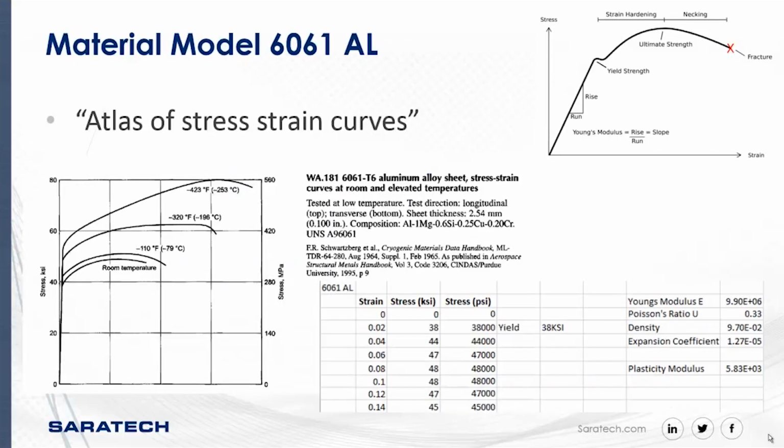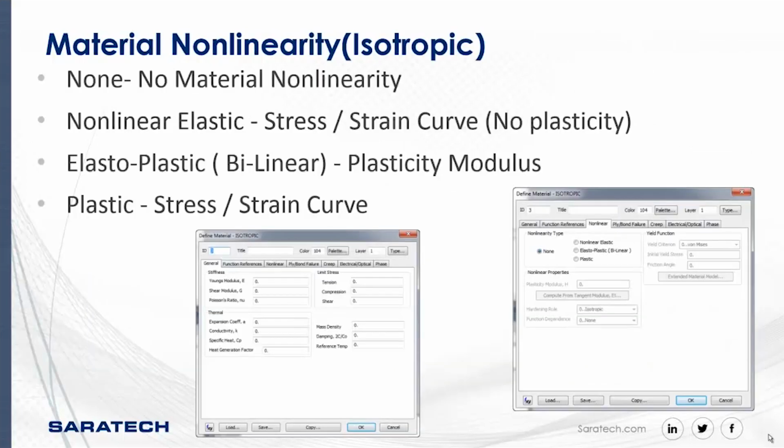So for this discussion, I'm going to use a material model 6061 aluminum. Stress strain information was pulled from the atlas of stress strain curves for 6061 aluminum. Since we are using nonlinear material models, we are interested in what's happening to the material after it has yielded. These are material models that we can set up for an isotropic material inside Femap.